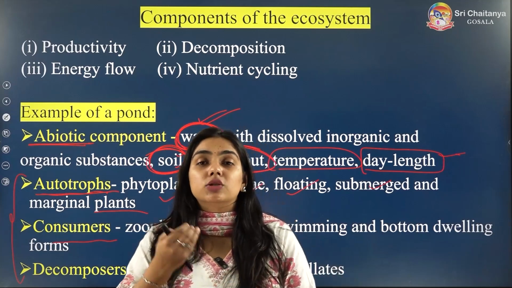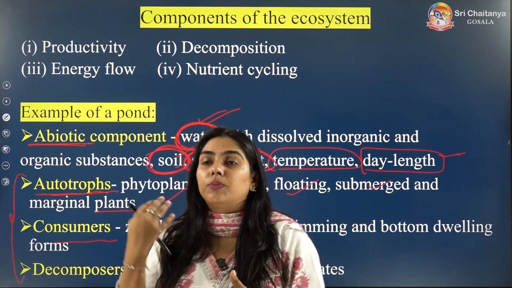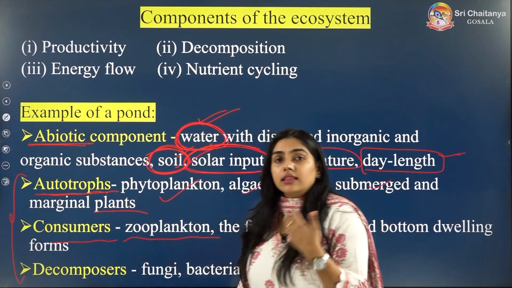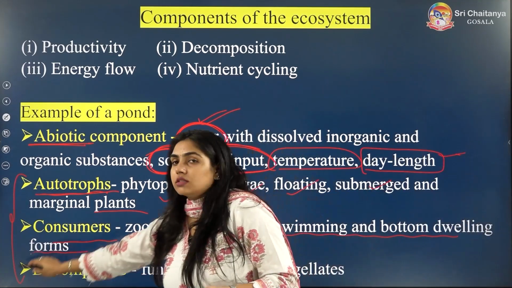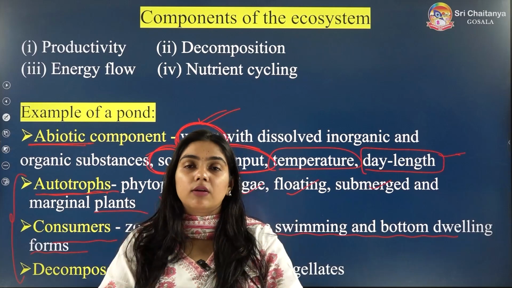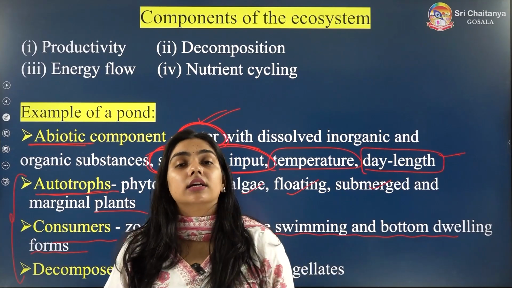Now there will be zooplanktons which will be eating the phytoplanktons. Then some fishes will be there, free swimming and bottom dwelling forms. Some will be freely swimming in the pond, some will be present at the bottom, and they are consumers.